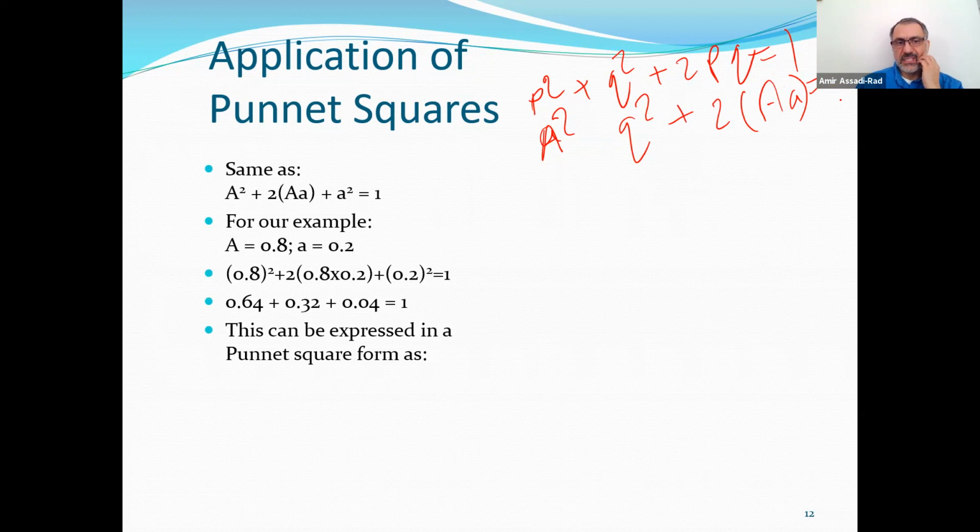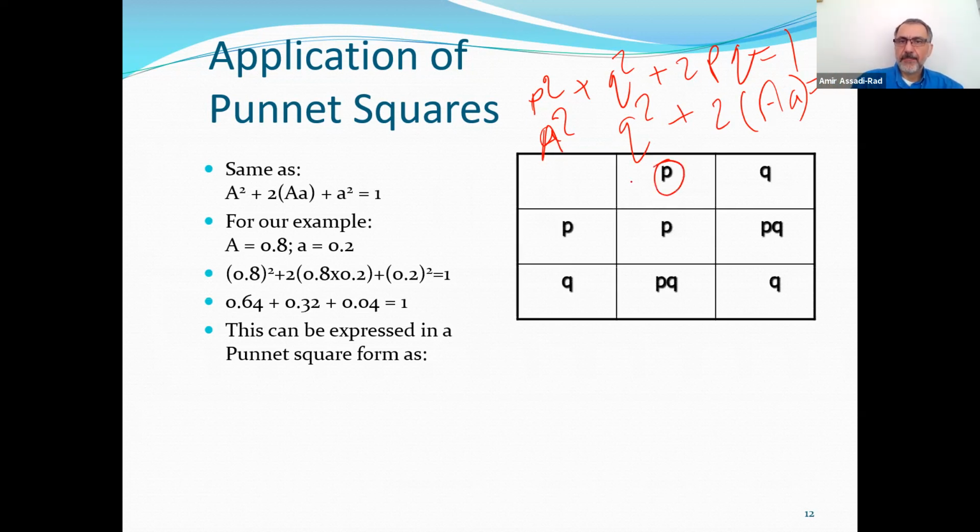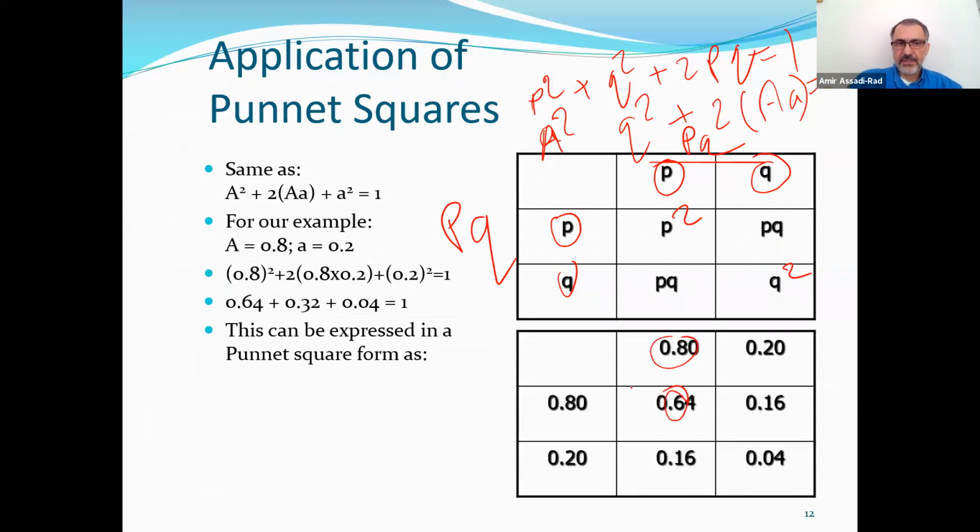This can be expressed as a Punnett square. If you would, P, Q, P, Q. The parents are P, Q. This parent is P, Q, right? So the first generations, oh, my squares did not come up. Oops, sorry. So the first one is P squared, PQ, PQ, Q squared, right? We talked about that before. Now let's put numbers in there. Same numbers as you got here. These two together, and then 0.64, 0.32, and 0.04.